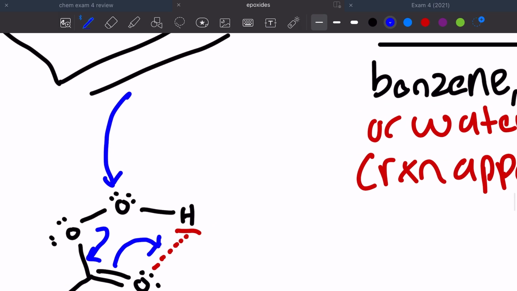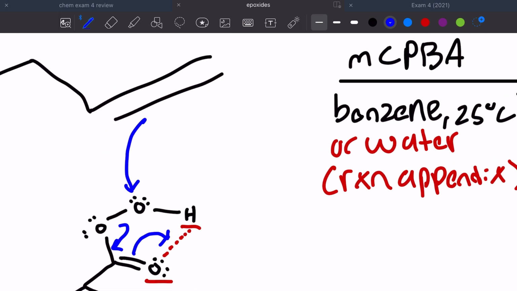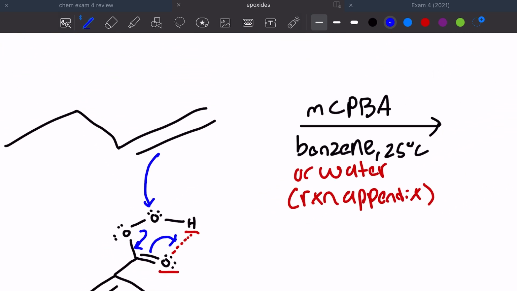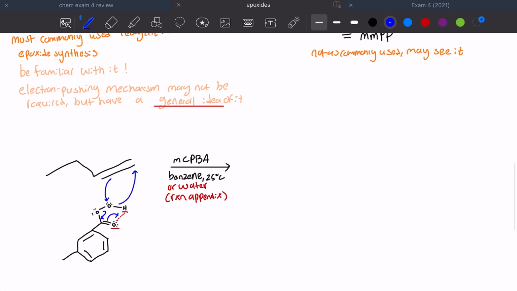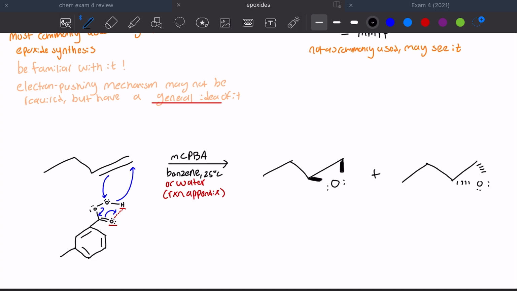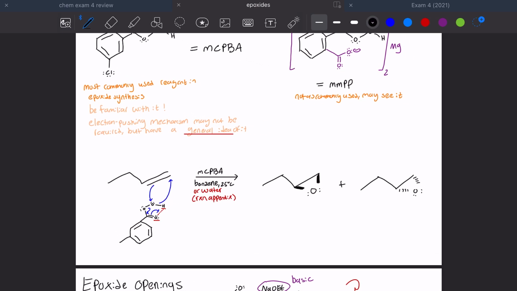So instead of just having intermolecular hydrogen bonding, an actual bond will be formed, and then the electrons in this final bond will come back and make a ring. What you're gonna end up with is something that looks like this. Most of the time, they might ask you to make an epoxide, but this doesn't really mean anything much. It's not that important.